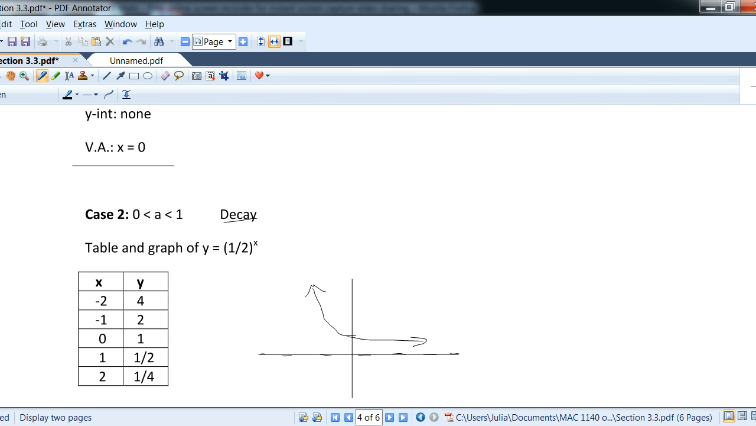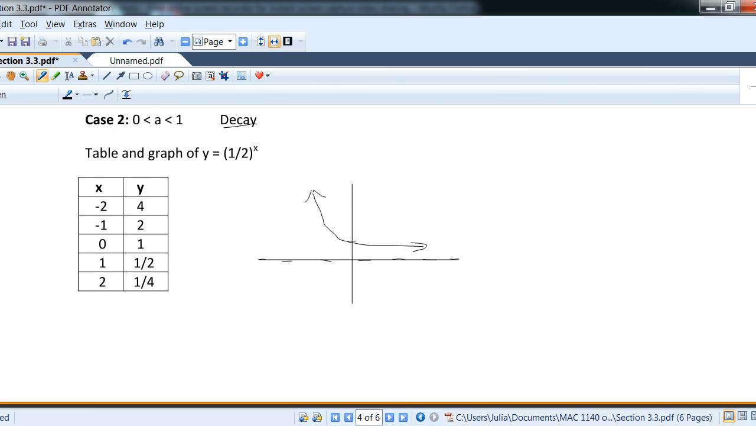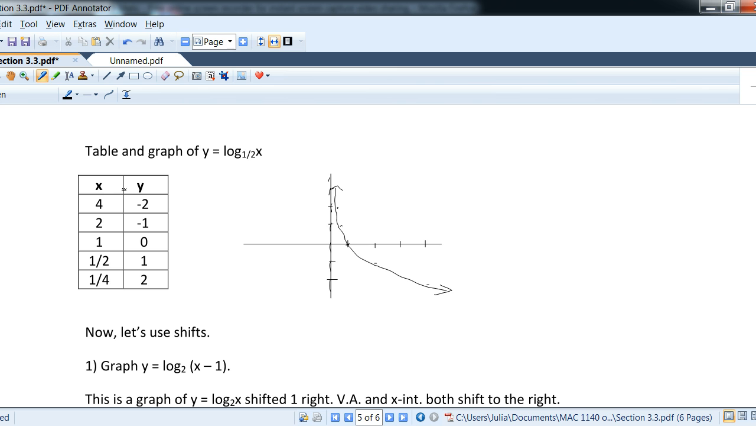Let's take a look and see what it does to the logarithm. If we do the same thing, if we switch x and y and plot these x and y along, it also looks like a decreasing function. So it's very similar. It has the same asymptote at x equals 0. It has the same intercept, but it's actually a decreasing graph as opposed to increasing.